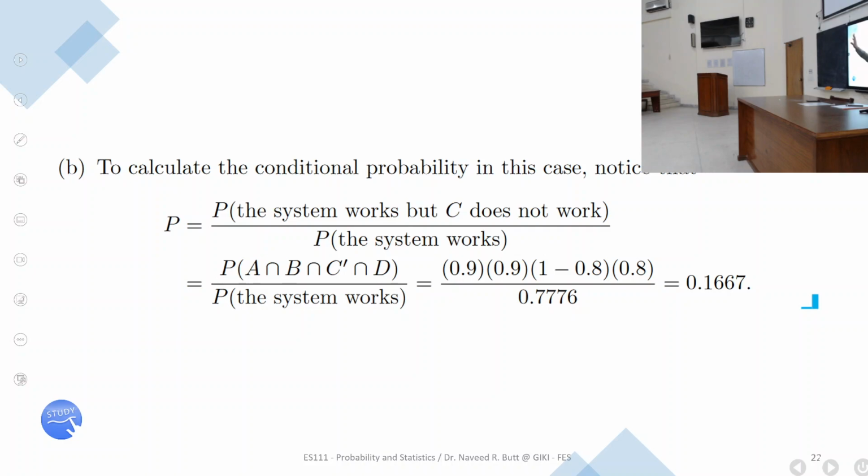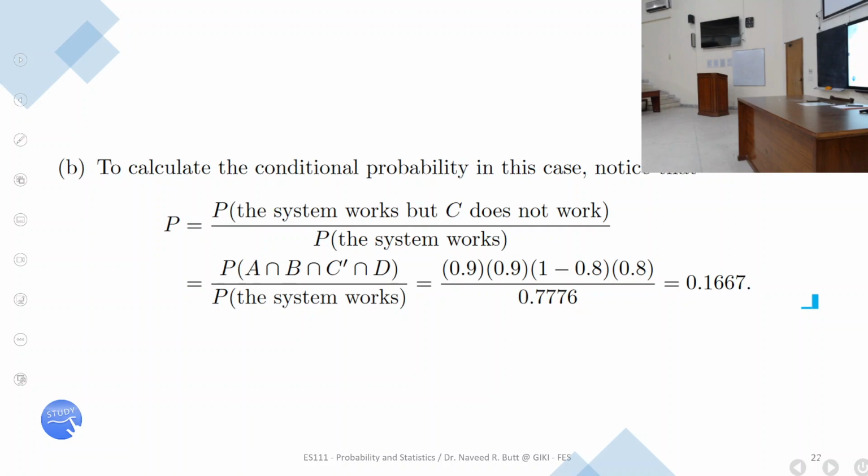The only way the system will work, D complement cannot be here. Why can it not be here? Because of the given information, that the system works. Now you want to find the probability that C does not work. Well, if the system is working and C wasn't working, there's only one way: A, B and D had to be working. Otherwise the system would have failed. So this is what's done here, and you get whatever you calculate.